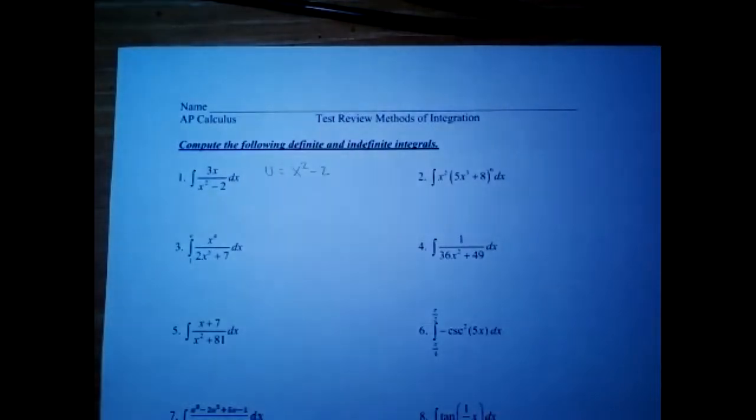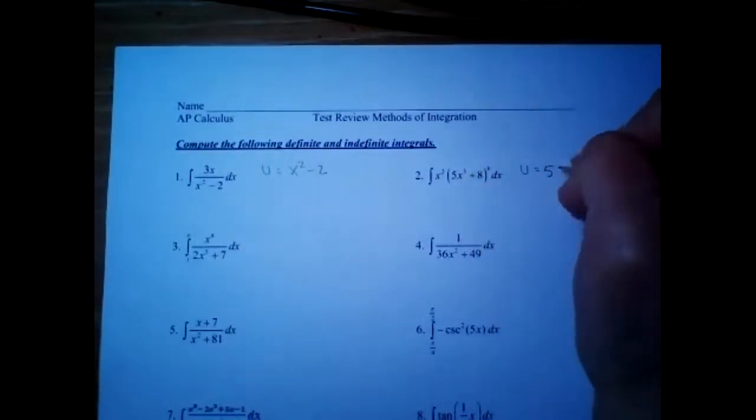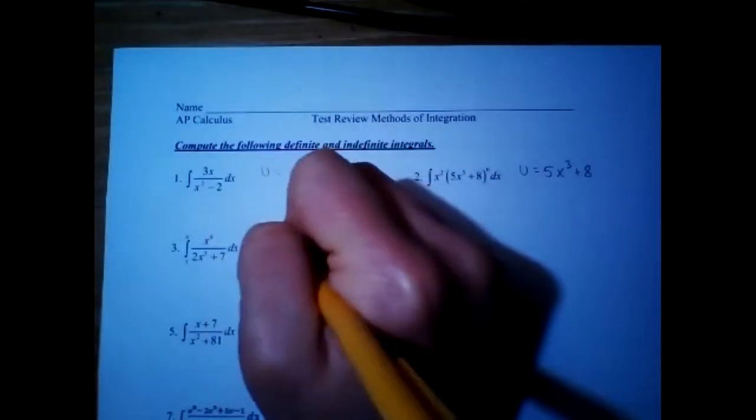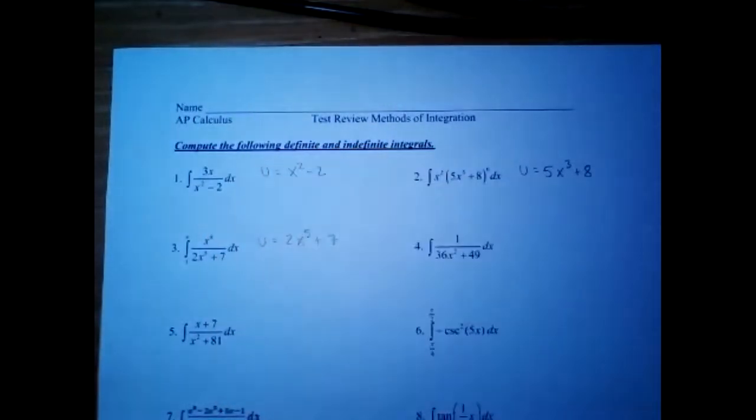For number two, also just a regular u substitution, you would let u equal the stuff in the parentheses, so the 5x cubed plus 8. All right, number three, same kind of thing. You would let u equal the denominator, so the 2x to the 5th plus 7.